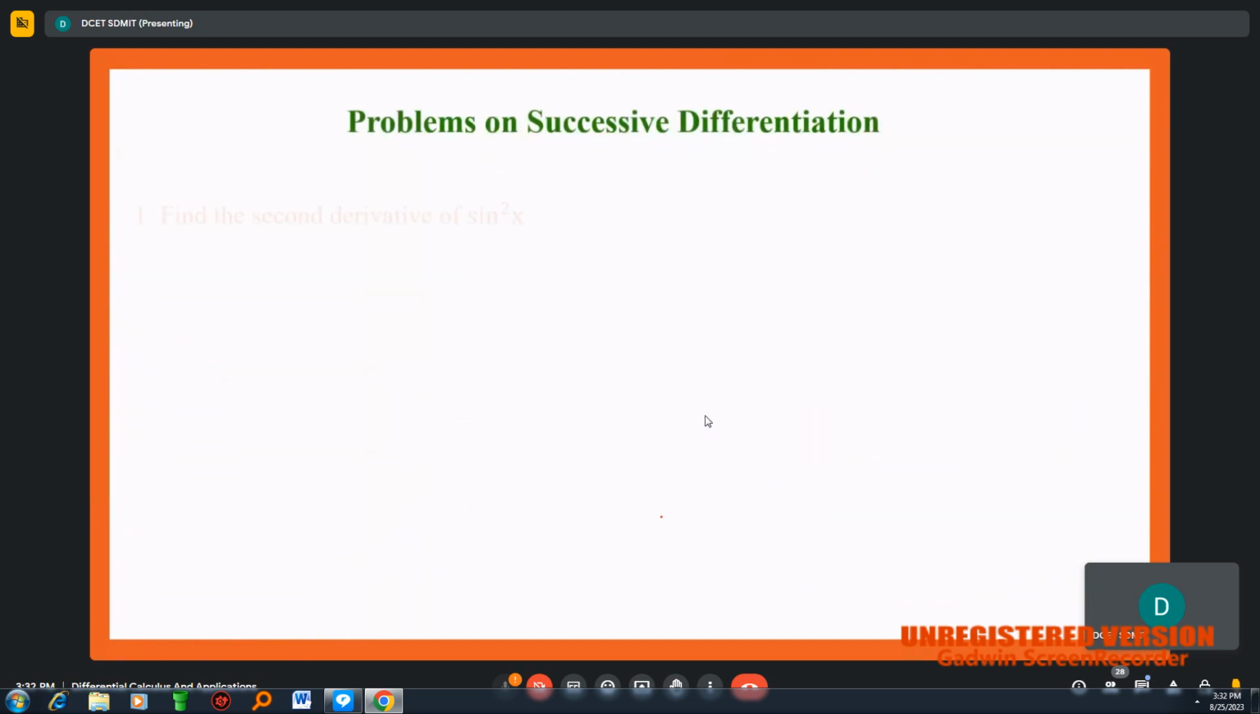Problems on successive differentiation. Now see here, the given problem is: find the second derivative of sine square x. Now what is y given? y is nothing but sine square x. Now we have to find the differentiation of sine square x. First we have to find the first order differentiation.